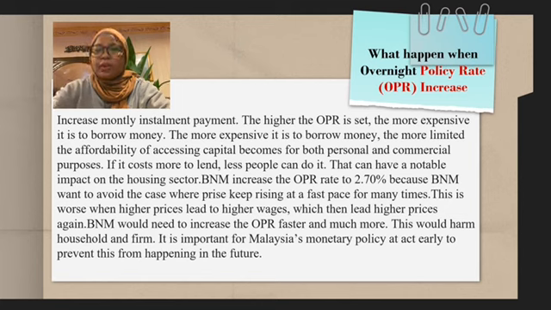BNM increased the OPR rate to 2.7% because BNM wants to avoid the case where prices keep rising at a fast pace many times. It is worse when higher prices lead to higher wages, which then lead to higher prices again. BNM will need to increase the OPR faster and much more. This will harm households and firms. It is important for Malaysia's monetary policy to act yearly to prevent this from happening in the future.